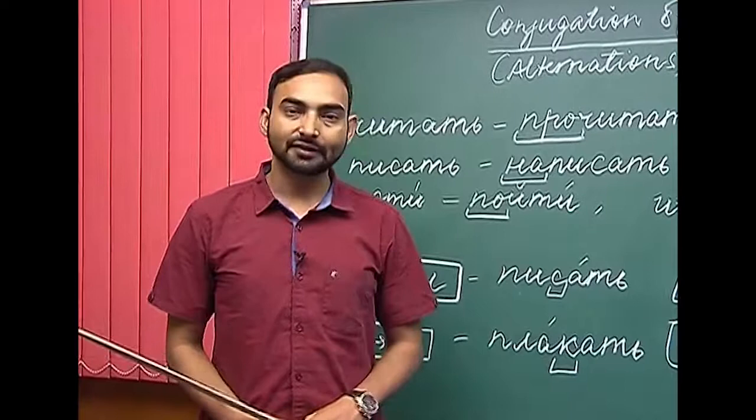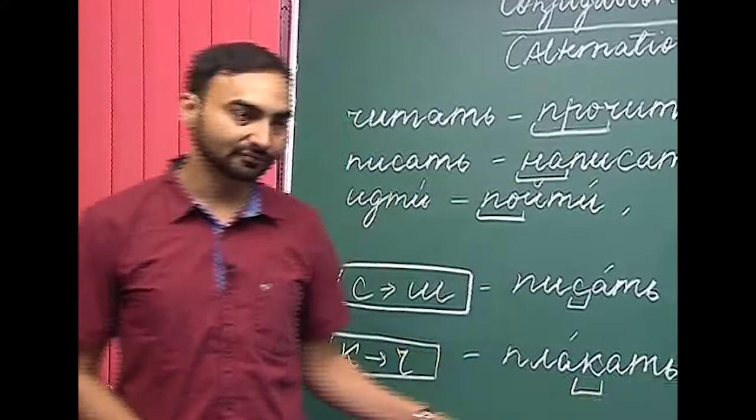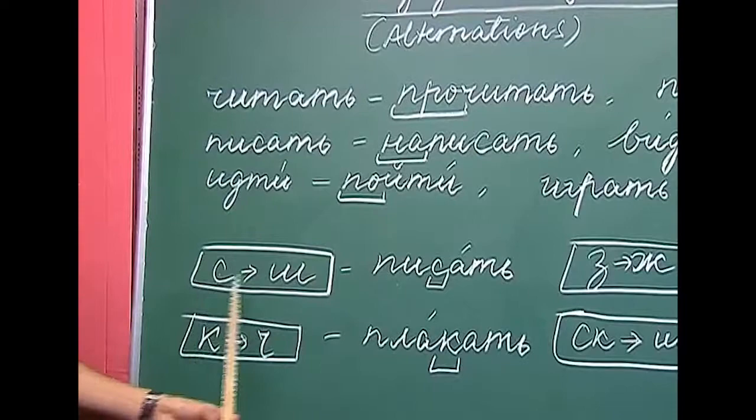Now, there are some alternations of consonants that happen when we conjugate some of the verbs. These alternations can be categorized broadly into some categories. Here I have written some of them. Let's discuss them one by one.